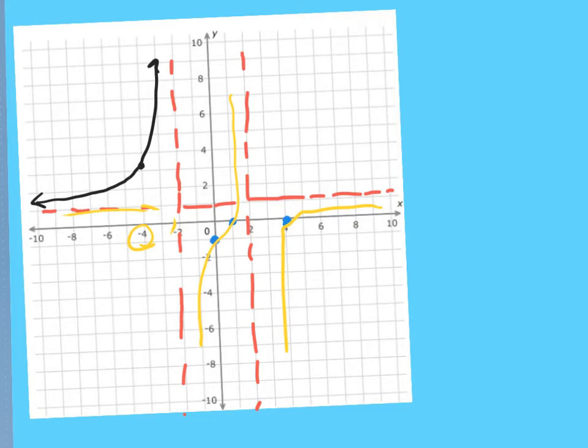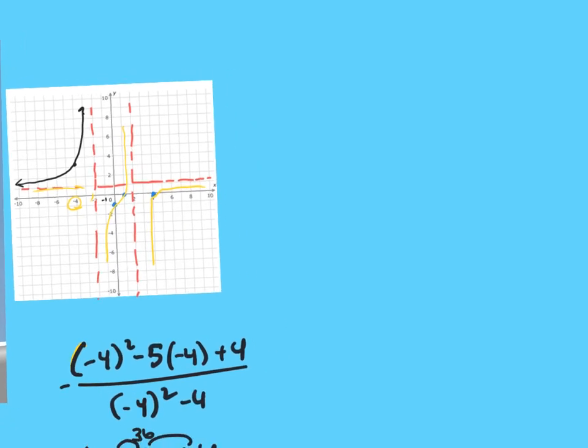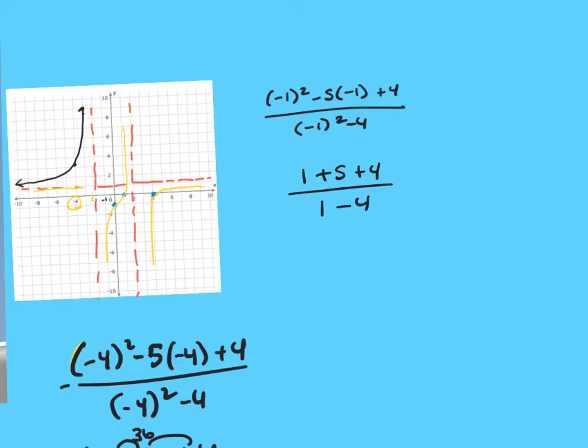The only other thing I would probably do is plug in a -1 just to make sure my cubic function looks like what I think it's going to look like. So (-1) squared minus 5 times -1 plus 4 over (-1) squared minus 4. 1 plus 5 plus 4, over 1 minus 4. 10 over -3. -3 1/3. Down here, just like we suspected. Cubic shape in the middle. This definitely passes through here, so I know that shape already.